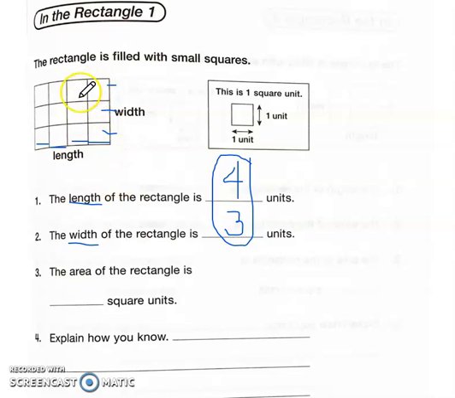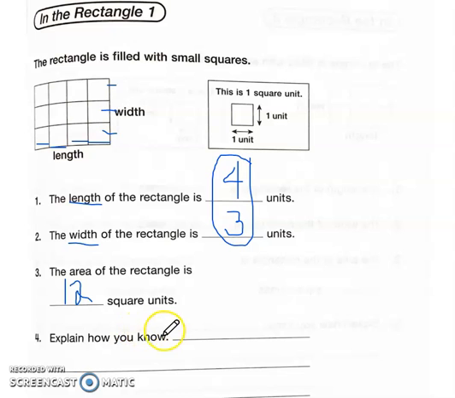What'd you get? I got 12. Did you get 12? If we want to just count, we have 4 across here. So then we have 5, 6, 7, 8. And then one more row, 9, 10, 11, 12. And I also know that 4 times 3 would give me 12. So my area, the amount of square units inside that rectangle, is 12.